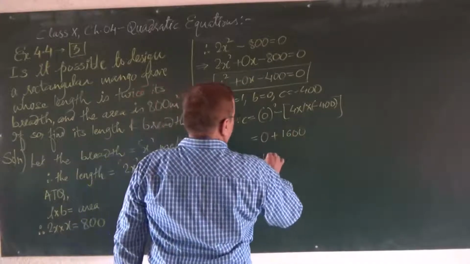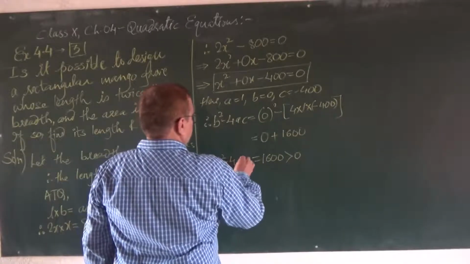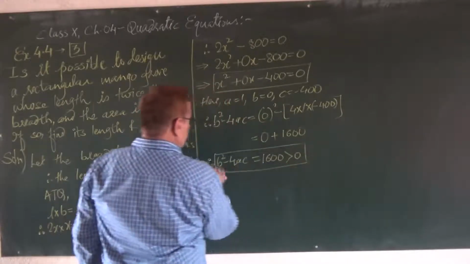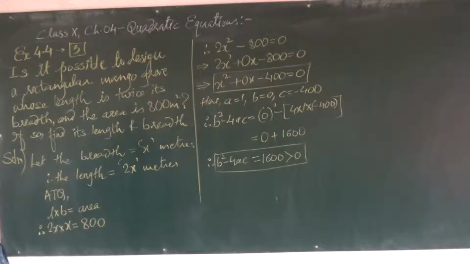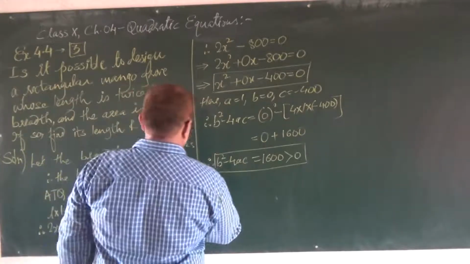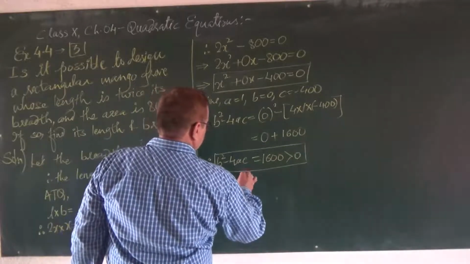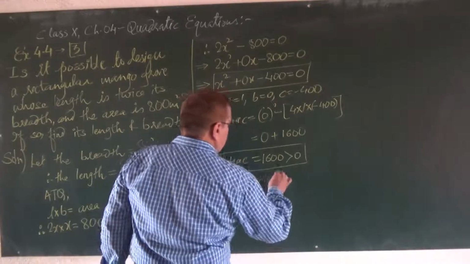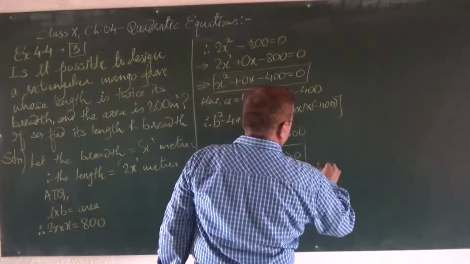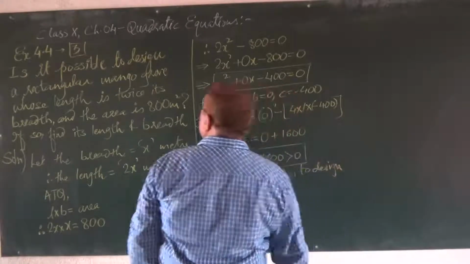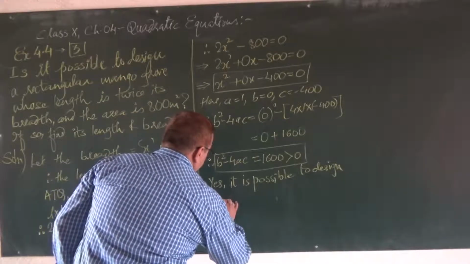Which is greater than 0. So therefore b square minus 4ac is greater than 0. So yes, it is possible. It is possible to design a rectangular mango grove.